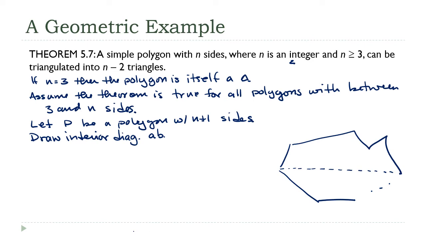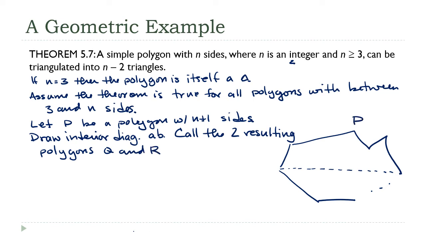Now, note that AB splits P into two smaller polygons. So call the two resulting polygons Q and R. So P is the big one, Q and R are the smaller ones. Now, notice that Q and R both have at least one side less than P does.